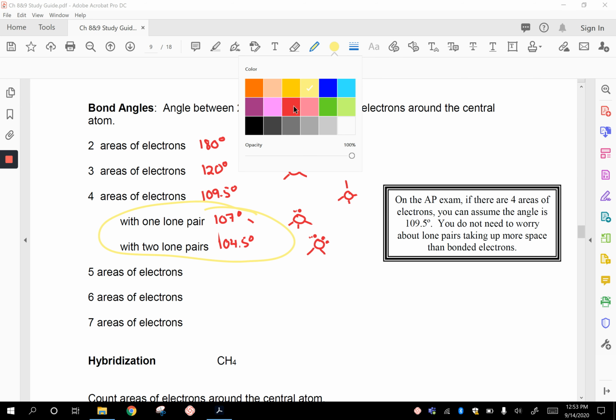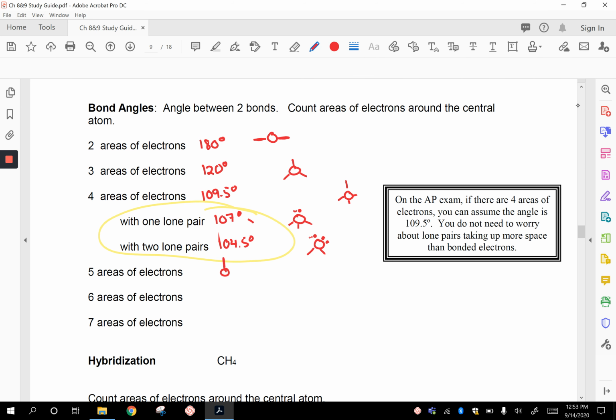If you have 5 areas of electrons, if you remember, you have 1 up, 1 down, and then the other 3 make a peace sign that are 120 degrees apart. So you have 2 sets of angles here. You have 90 degrees, and then you also have 120 degrees. For 6 areas of electrons, if you remember, you have 1 up, 1 down, and then those 4 are in one plane. They make almost like a plus sign. All the angles here are going to be 90 degrees.